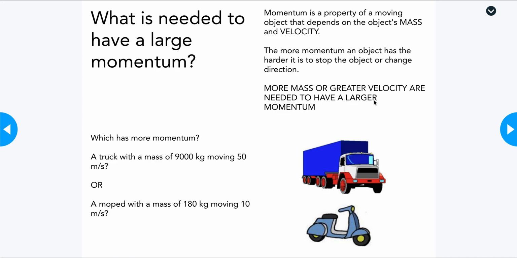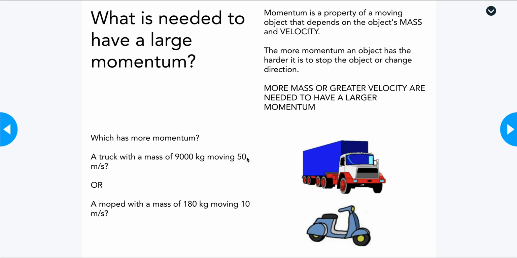So if you have more mass, you have a larger momentum. If you have a larger velocity, you have more momentum. Let's think about it like this. Which has more momentum? A truck with a mass of 9,000 kilograms moving at 50 meters per second, or a moped or scooter with a mass of 180 kilograms moving at 10 meters per second? Well, the truck is going to be a lot harder to stop than a little scooter. And so this truck has a lot more momentum because it has a larger mass and it is moving faster.